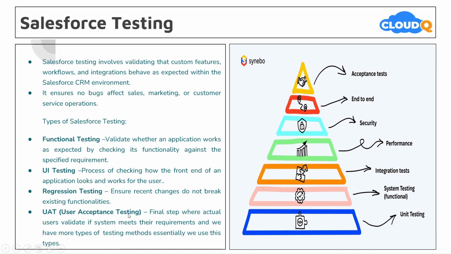Then another one is user acceptance testing. It involves end users verifying that the system supports real world business scenarios, and it is the final stage where end users test the system to confirm it meets their needs and expectations. On the right side here you can see the diagram: unit testing, system testing, integration testing, performance testing, security testing, and acceptance testing.